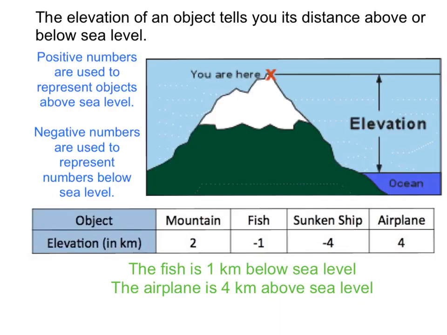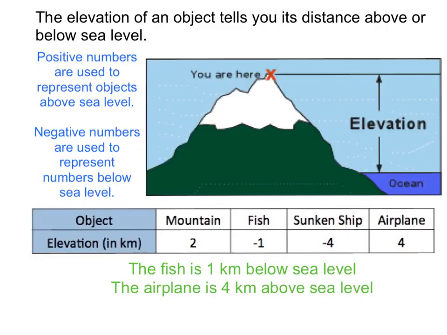So before we get into this, I just want to take some time and review a couple things to help you understand what absolute value is. So remember the very first lesson we started on integers, where we were writing positive and negative numbers as real-world situations. And some of those involved elevation. An elevation of an object tells you its distance above or below sea level. And everything that was above sea level, we used positive numbers for. And anything that was below sea level, we were using negative numbers to represent those.